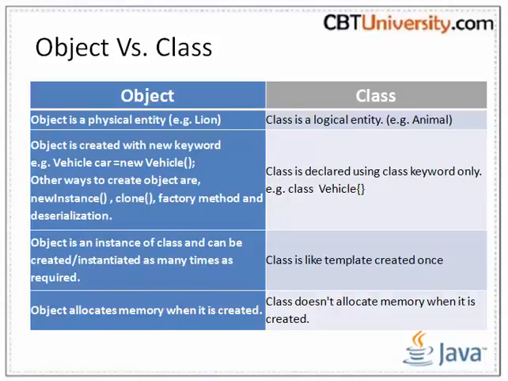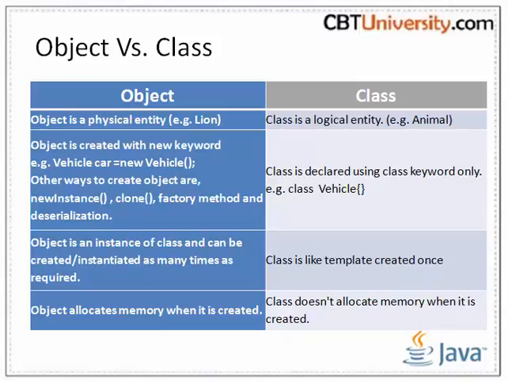Here is a comparison of object versus class. The most interesting. A class is a logical entity. Example, an animal. And object. Object is a physical entity. Let us take an example of lion. Lion is an animal, but all animals are not lions. Animals do have four legs, tail, and lion do have them.